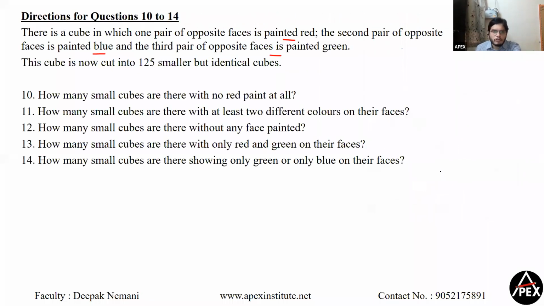Now, what are the two questions that we can find using formulas? 10 and 12. Okay, so I won't be solving 10 using a formula; instead, 11 and 12 I can. Now 12 asks how many small cubes were there without any face painted.